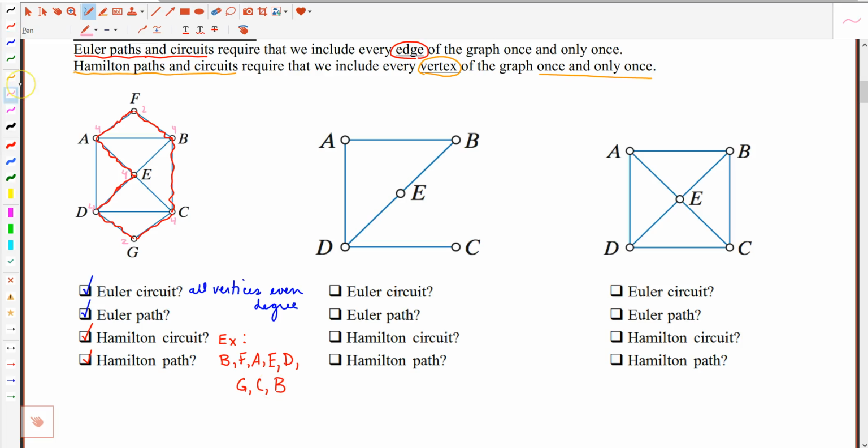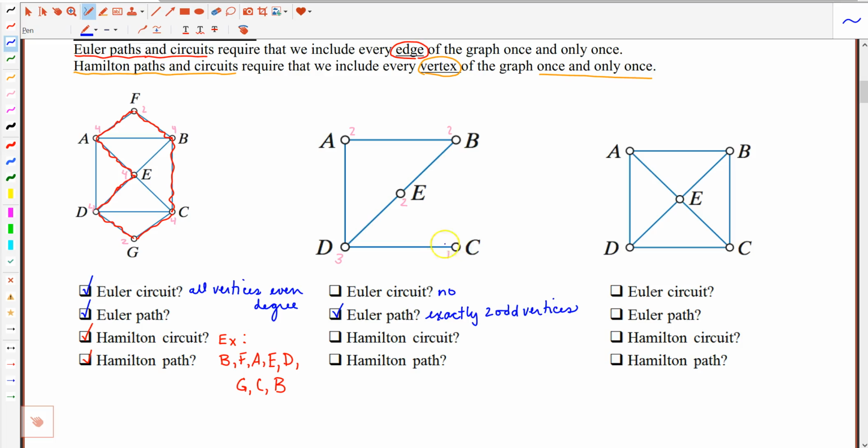So let's take a look at this next graph. Will this graph have an Euler circuit? Let's go ahead and find the degree of the vertices. A has degree 2, B has degree 2, E has degree 2, D has degree 3. So at this point this does not have an Euler circuit. But C has degree 1, so Euler circuit, no, but Euler path, yes. There are exactly 2 odd vertices. So it is possible to start at one odd vertex, travel every edge of this graph once and only once, and then I would have to end at the other odd vertex.